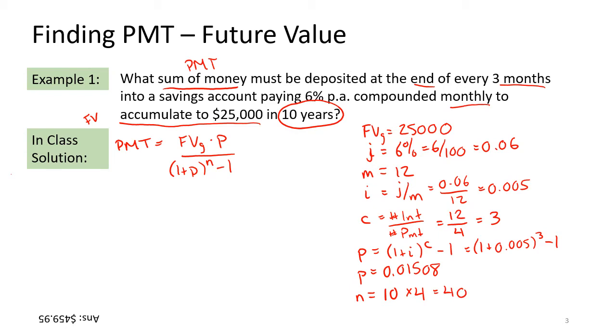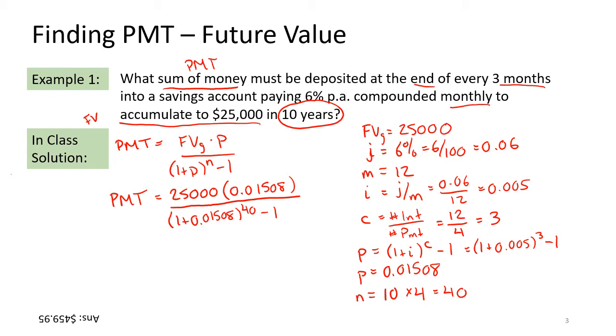Substituting all of these values in, we get our payment is equal to our future value, 25,000, times our equivalent rate of interest, 0.01508, divided by 1 plus our equivalent interest rate, 0.01508, to the exponent 40, minus 1.